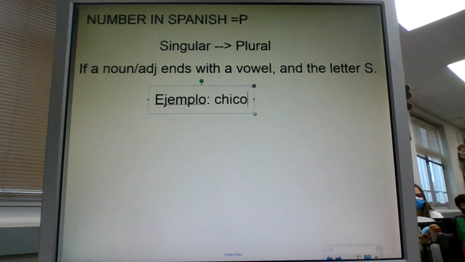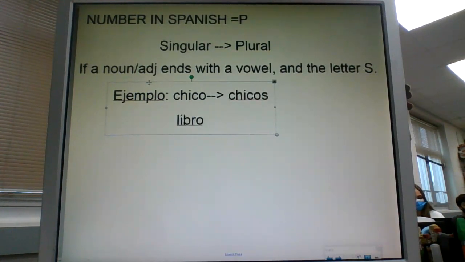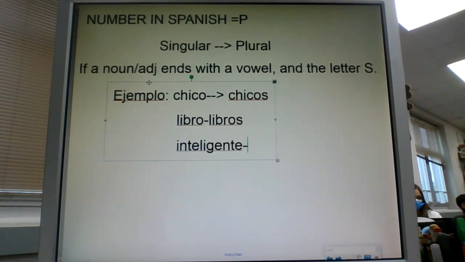Okay, so ejemplo. Chico goes to chicos. More examples. Libro goes to libros. Simple. Okay. How about an adjective? Inteligente. What does inteligente change to?